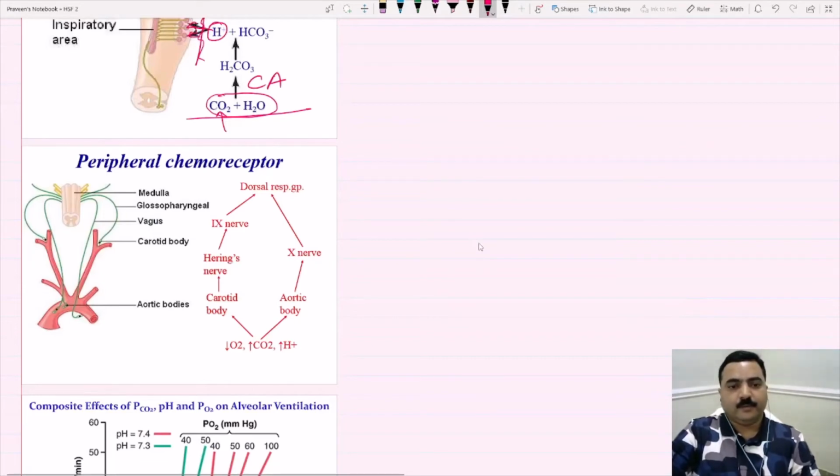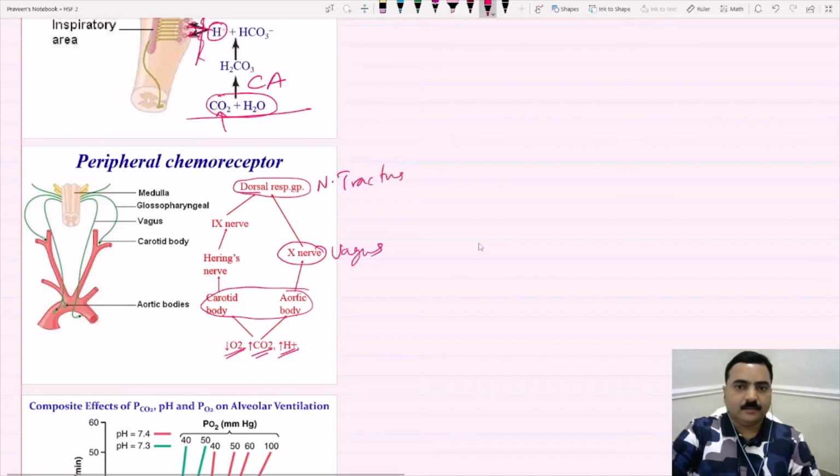So a fall in oxygen, an increase in carbon dioxide, and an increase in hydrogen ion will stimulate your aortic or carotid bodies, and from the aortic bodies the 10th cranial nerve, which is the vagus nerve, carries the information to the dorsal respiratory group of neurons, which includes the nucleus of tractus solitarius.